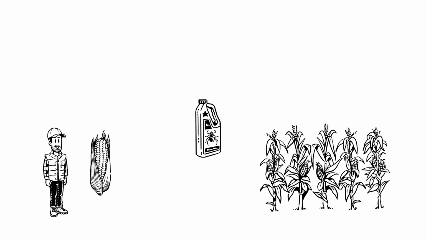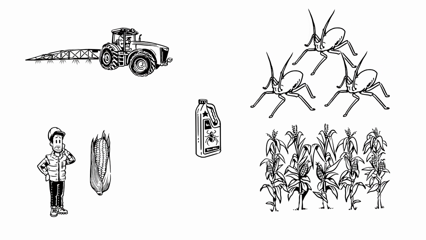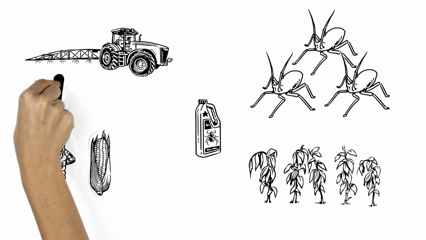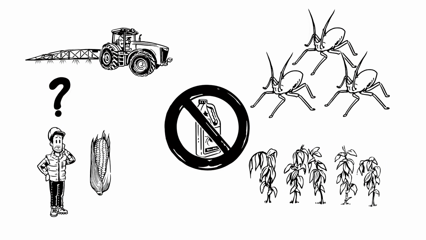This year, James is worried because his crops are infested and spraying his fields does not kill many of the insects. If this continues, the whole harvest could be destroyed. James can't understand why the insecticide that worked so well before is not working so well now.